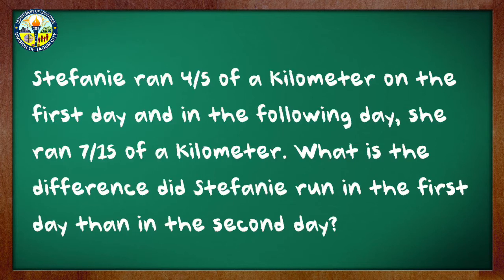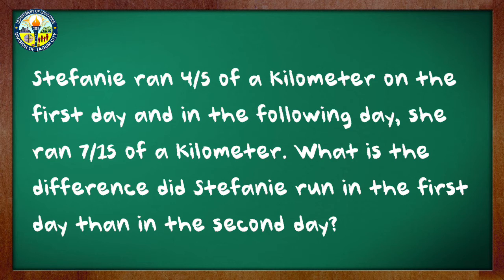Let's go to number 3 and let's read the problem aloud. Stephanie ran 4 over 5 of a kilometer in the first day, and on the following day, she ran 7 over 15 of a kilometer. What is the difference did Stephanie run in the first day than in the second day?